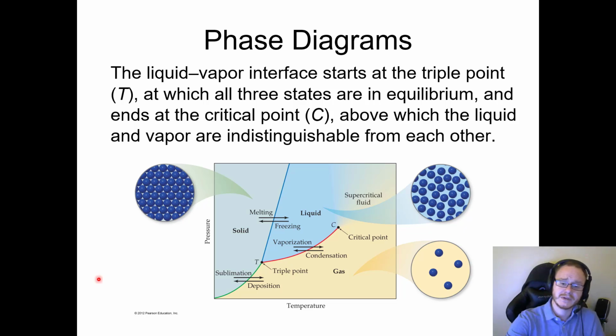Eventually, we will begin to reach something called the critical point, and this is where the difference between a liquid and a gas begins to kind of become indistinguishable. And they're not really a liquid or a gas. It has the properties of both and becomes something known as a supercritical fluid.